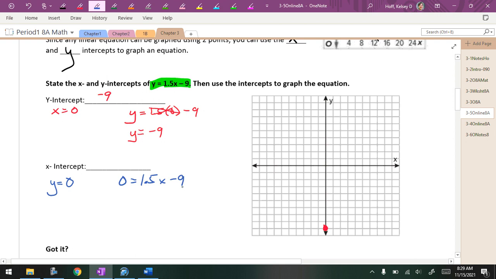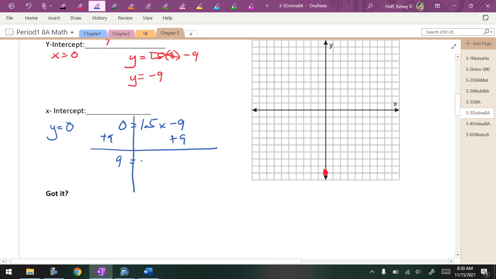Now this one's not quite as easy. We actually have to use our Chapter 2 solving equations skills to get x by itself. So if I cover up 1.5x, I got to get rid of a negative 9. How do I move negative 9? We add 9. Very good. Add 9 to the other side. So now I have 9 equals 1.5x. Then what do we do? Divide by 1.5 on both sides. Nine divided by 1.5 is 6. So my x-intercept is at 6.